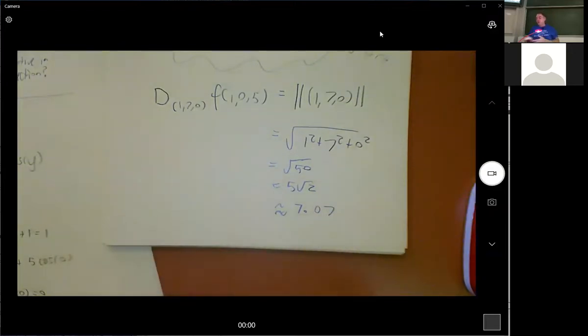So this is the only situation when you're finding a directional derivative that you don't have to find a unit vector first. And if I went in the exact opposite direction at (-1, -7, 0), then that would be the greatest negative derivative, like the negative derivative of greatest size.